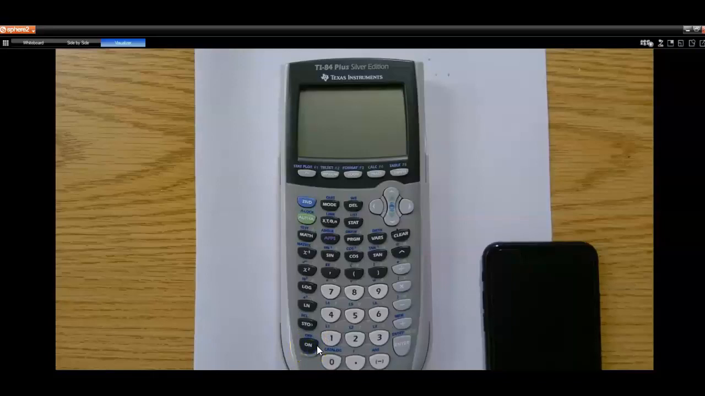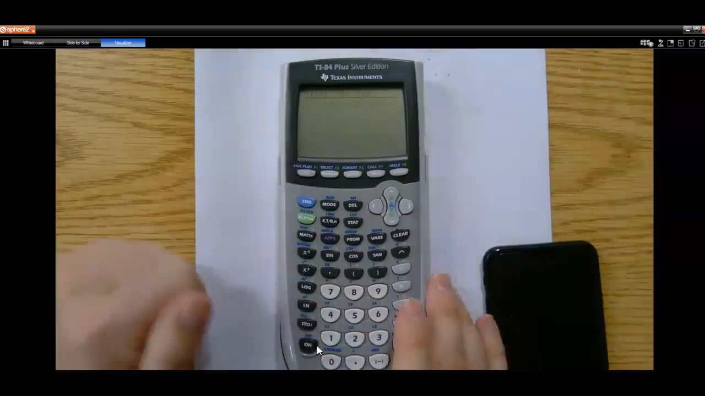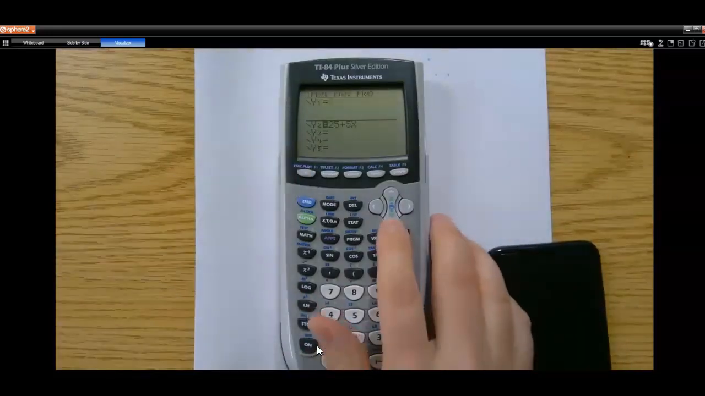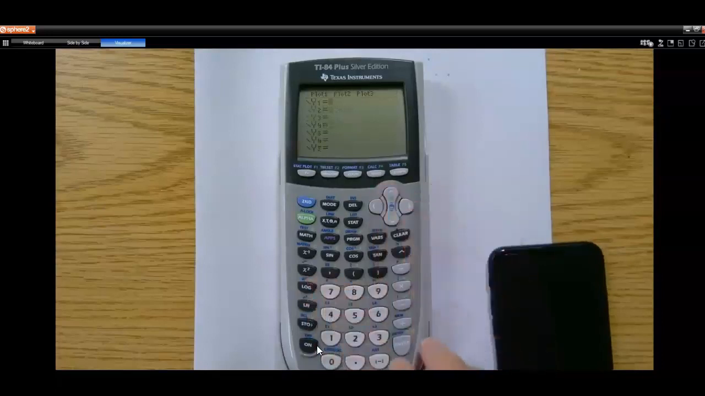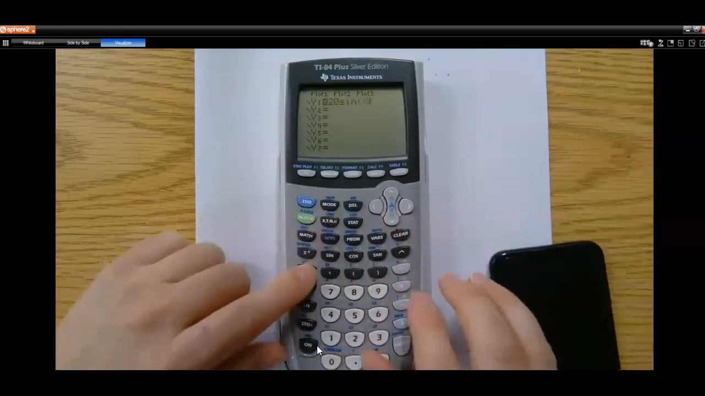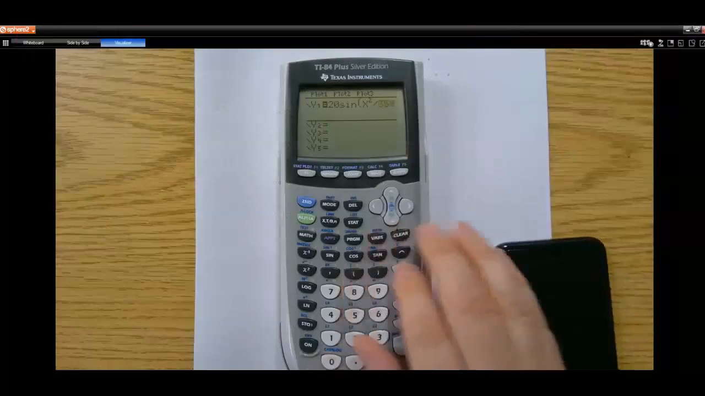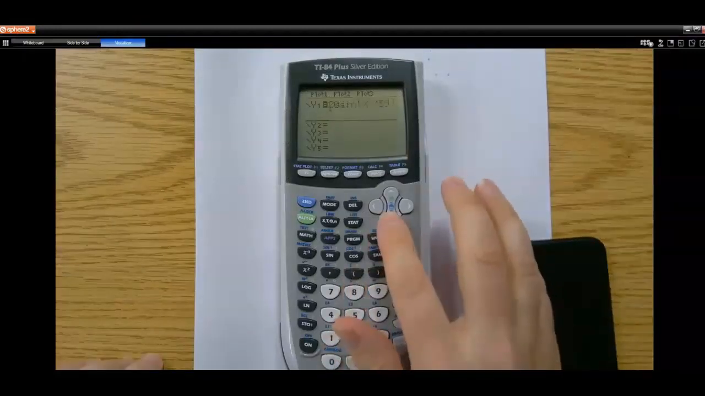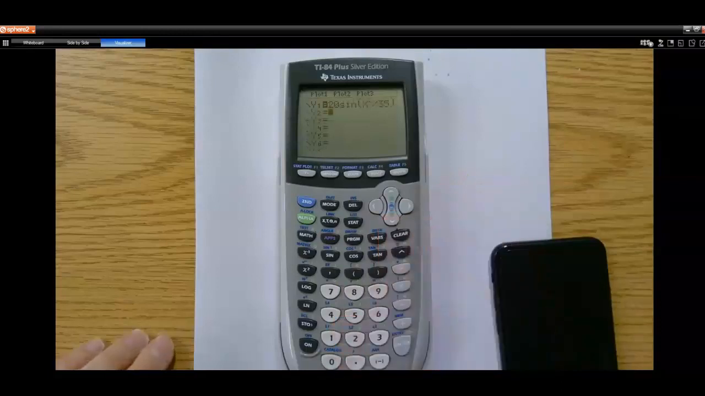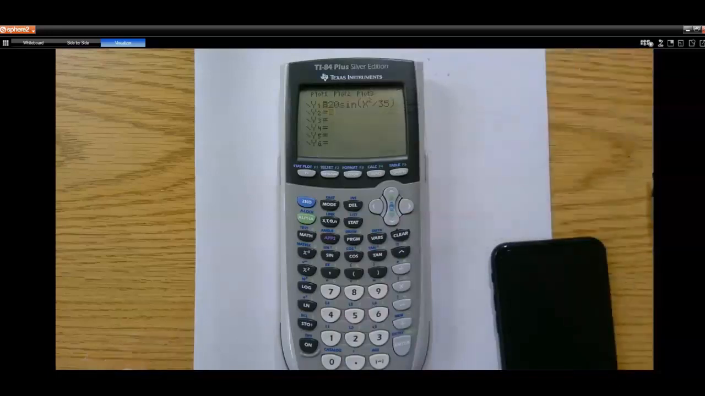So the first thing I'm going to do is put my functions into my calculator. I'm going to push y equals, and type in the two functions that I'm given. My first function is the R function, and I believe that one was 20 sine of x squared divided by, I forgot, 35. There we go. And I'm going to also put in the other function. It's important you remember which one's where. So y1 is my R function, and y2 is going to be my D function.